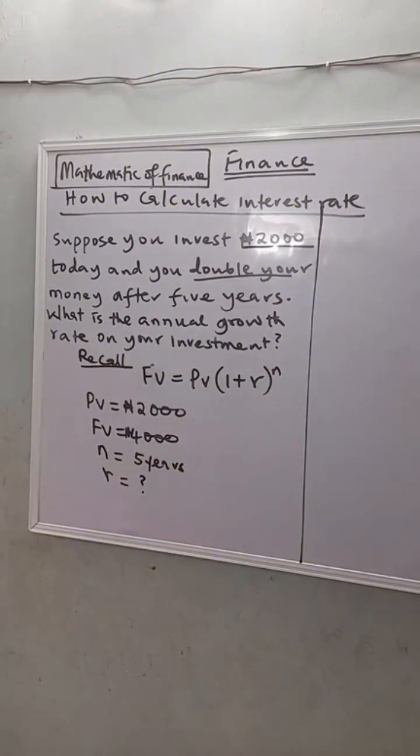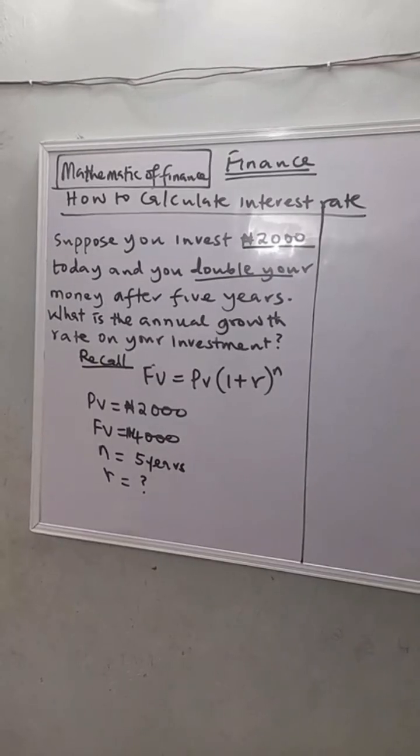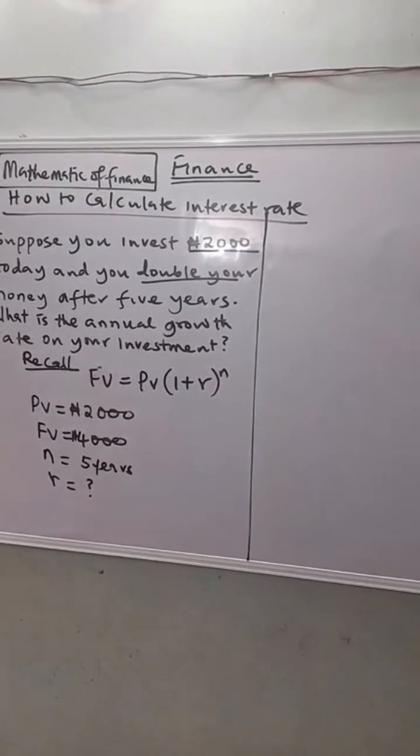Looking at the question very well, you can see for yourself that the present value is 2,000. That is the money today. The future value, doubling it, multiplying this by 2, will be 4,000. Number of years is still 5 years. R is what we're looking for.